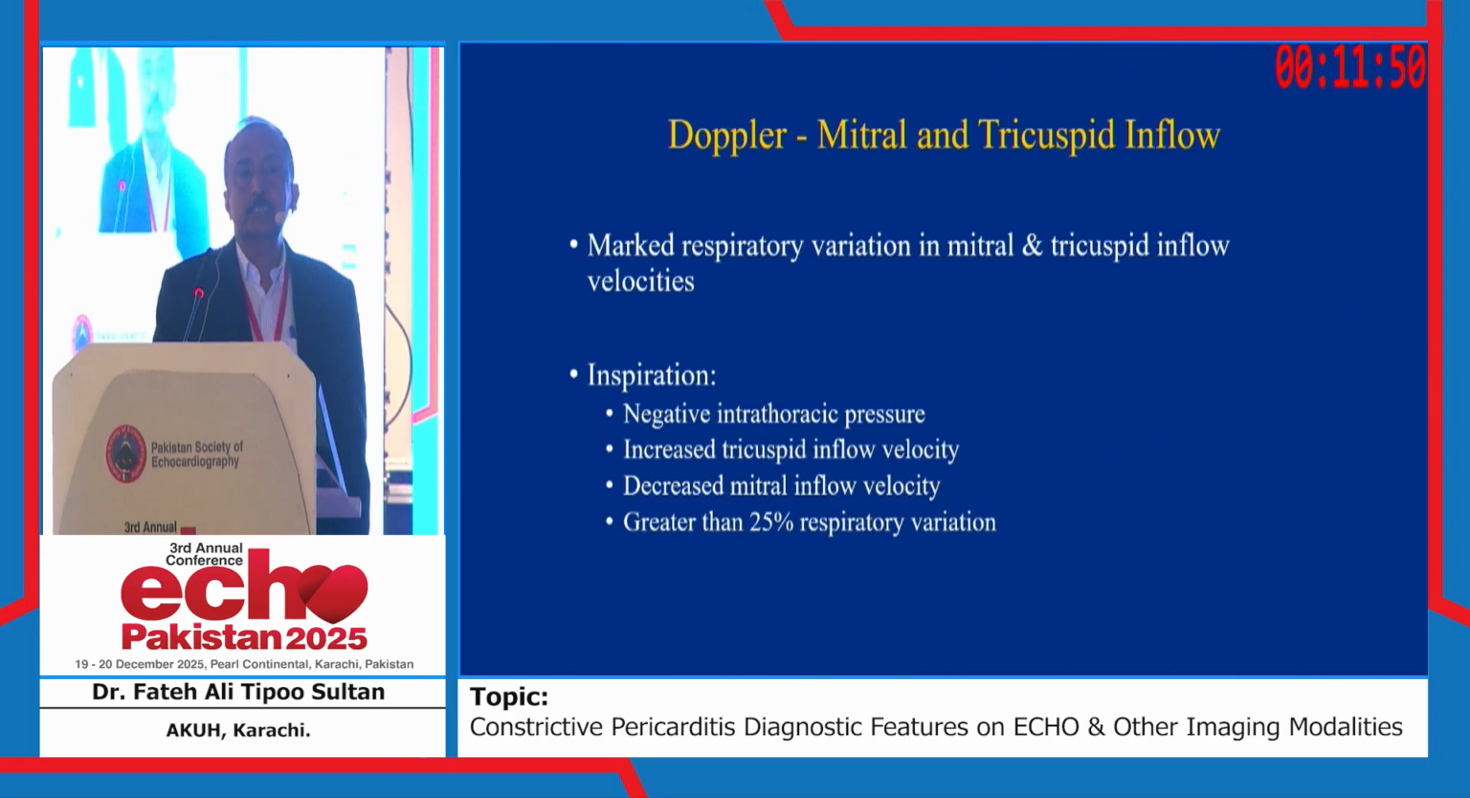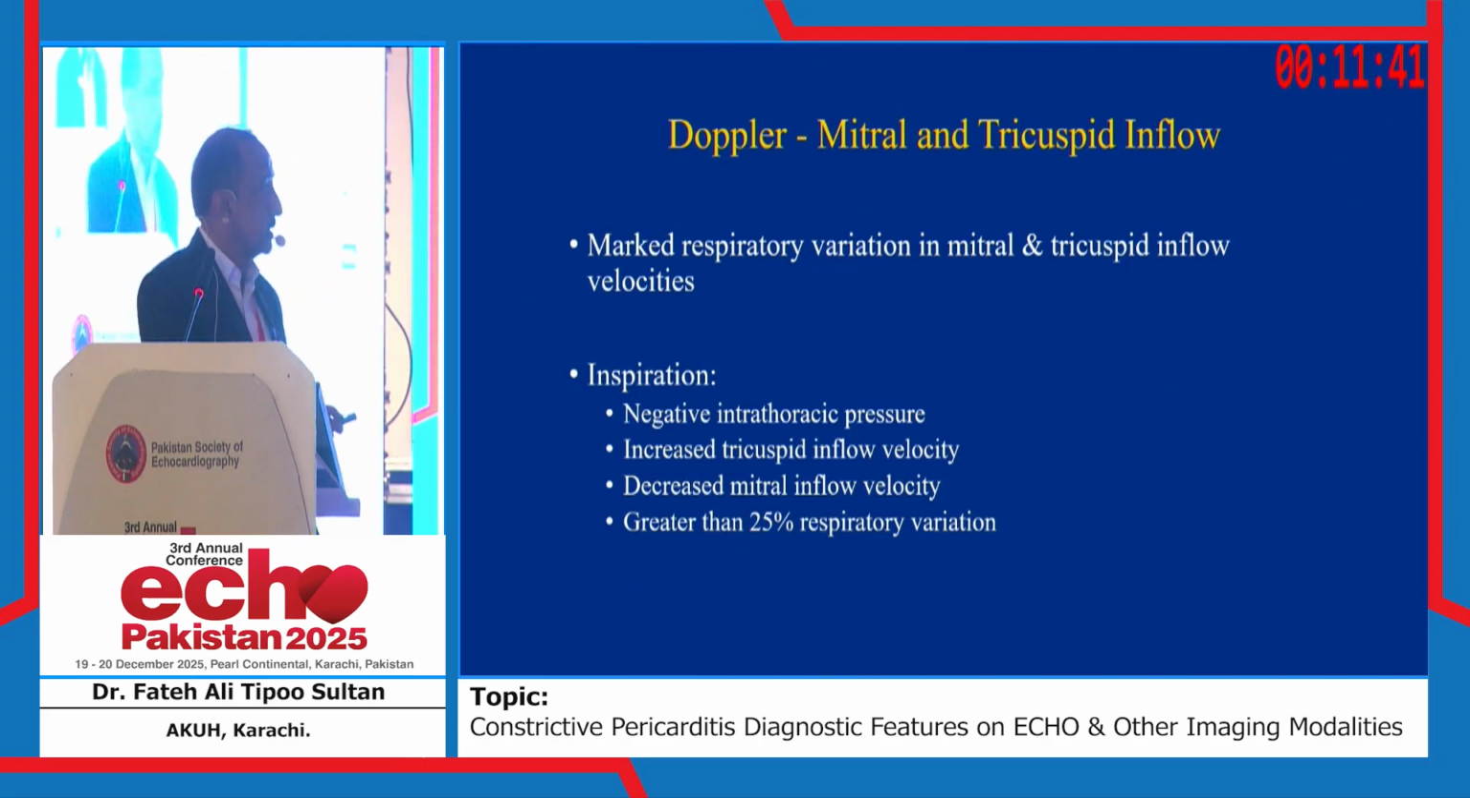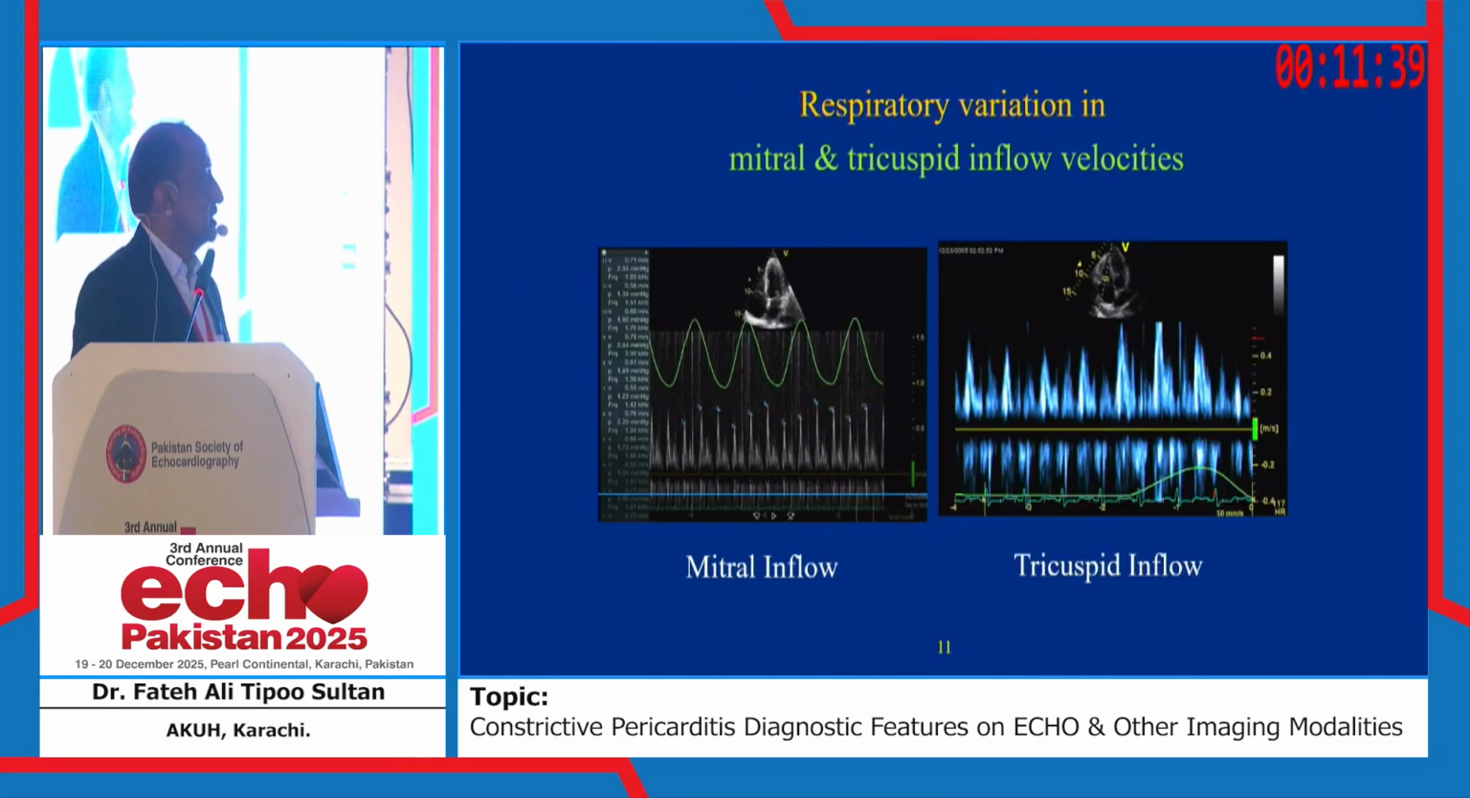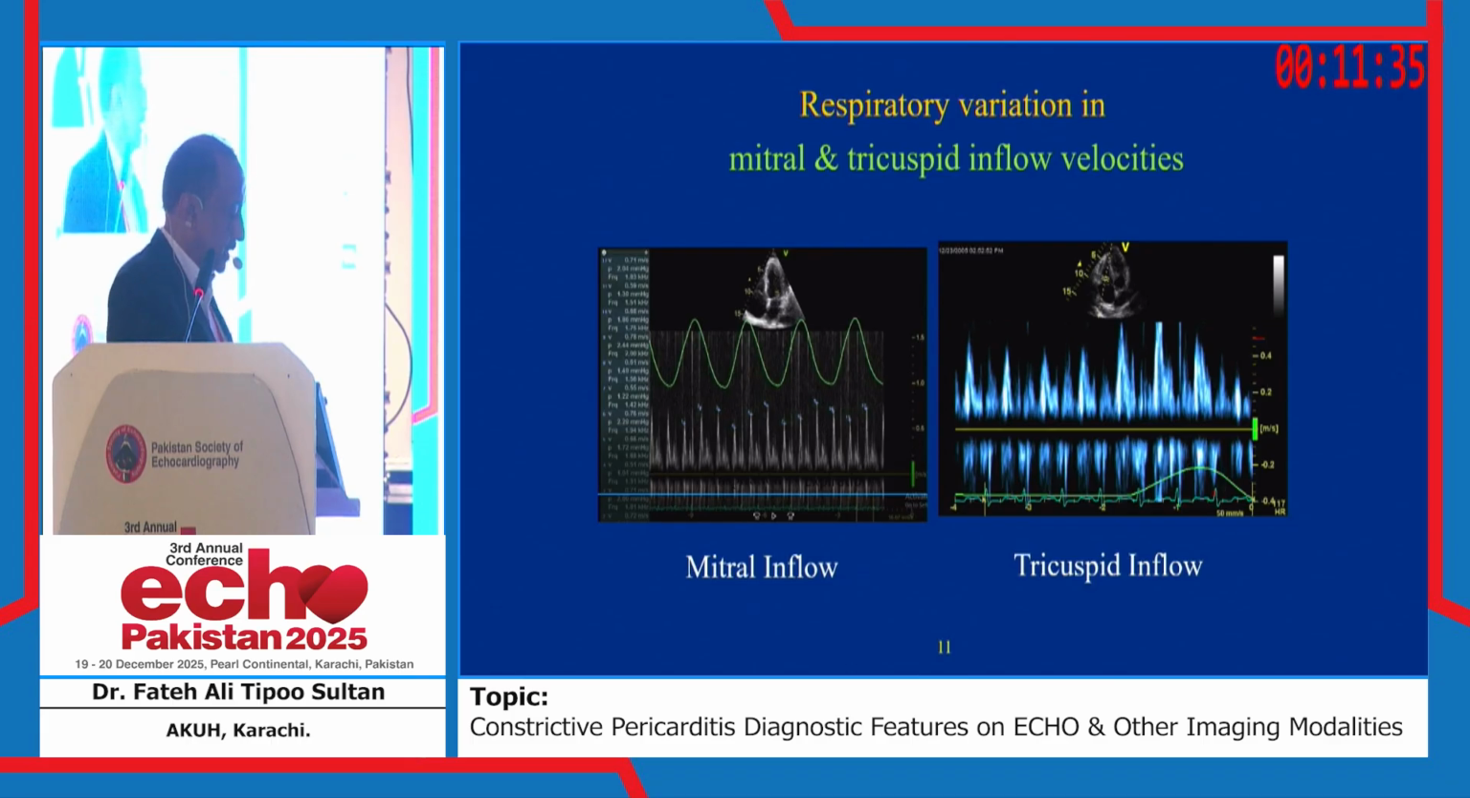The respirophasic septal shift as well as the variation in mitral and tricuspid inflow velocities. So this is an example of mitral and tricuspid inflow velocities, and here you can appreciate that there is significant respiratory variation in the mitral inflow velocity, and there is also significant respiratory variation in the tricuspid inflow velocity.